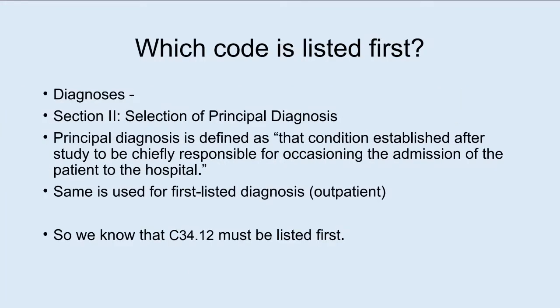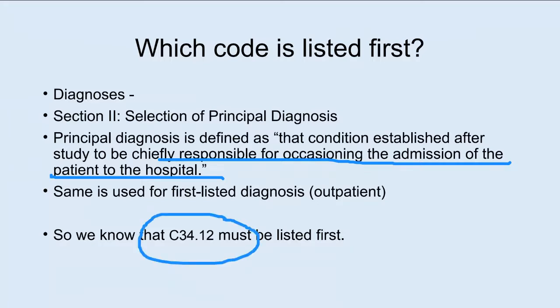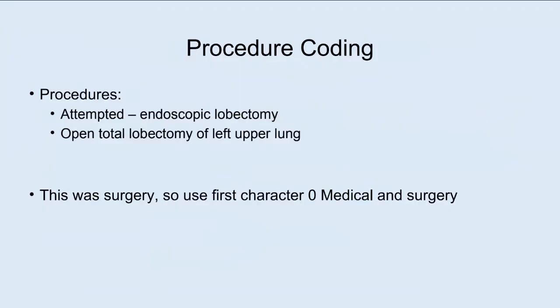The next question is, what code is listed first? Section 2 in the front of your ICD-10-CM book provides guidelines on sequencing. Section 2, selection of principal diagnosis. So principal diagnosis is defined as that condition established after study to be chiefly responsible for occasioning the admission of the patient to the hospital. Why are they here? Okay. Are they here because of pleural effusion? No. Are they here because of the history of lymphoma? No. They're here because of the cancer, because that's what's being treated. That's the focus of this visit. So that one will go first.